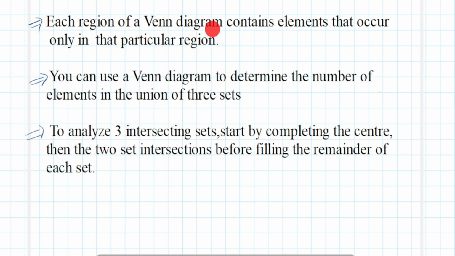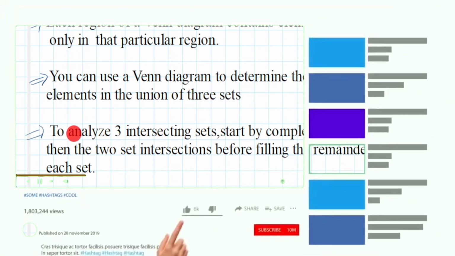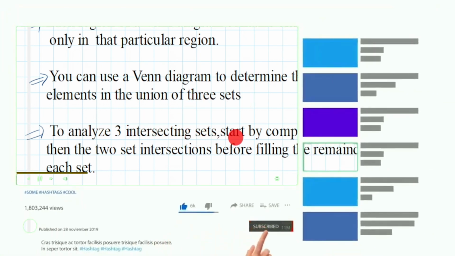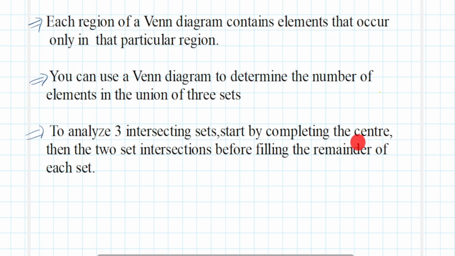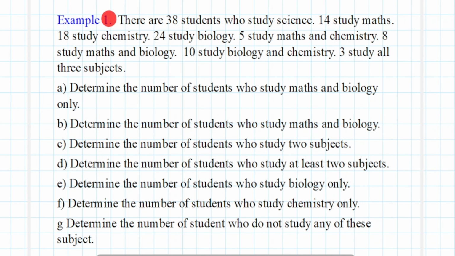Each region of a Venn diagram contains elements that occur only in that particular region. You can use a Venn diagram to determine the number of elements in the union of three sets. To analyze three intersecting sets, start by completing the triple intersection and then the two-set intersections before filling the remainder of each set.